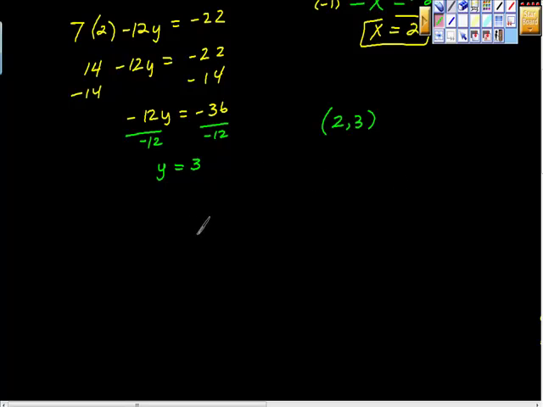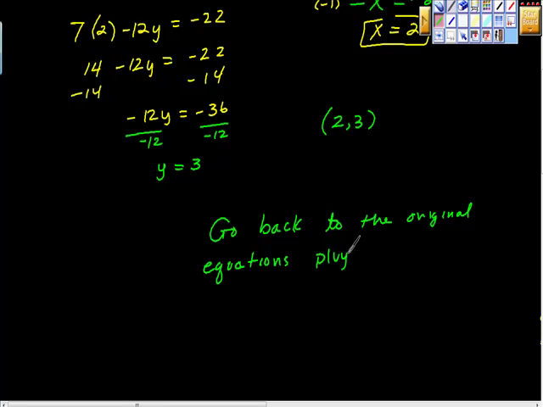How would you check that? Go back to the original equations. Plug in x equals 2 and y equals 3 and see if it works. I think that it does.